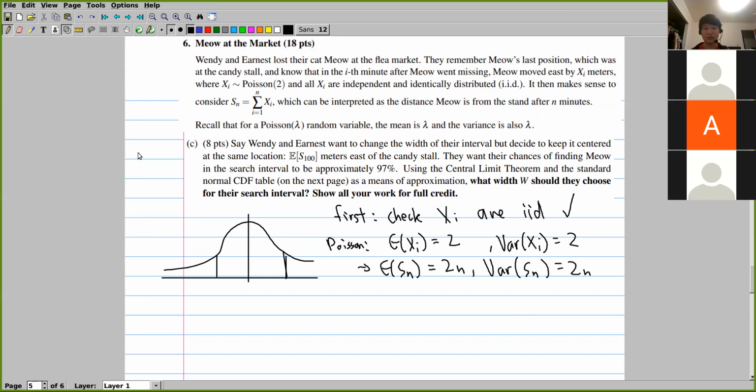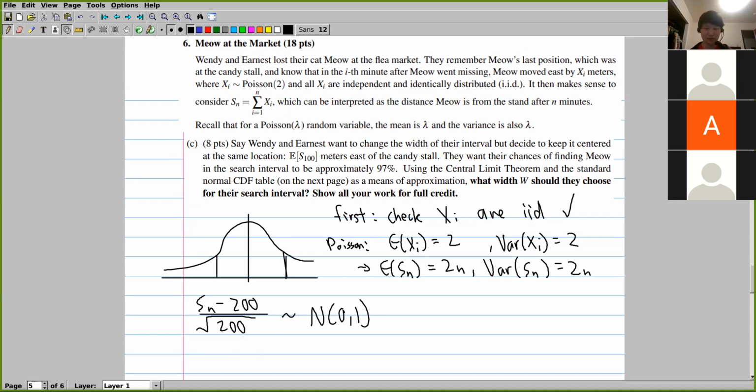All right. So the thing that approaches the standard normal is going to be Sn minus E of Sn, which is 2n, all over the square root of the variance of 2n. So this approaches normal of 0, 1. And this is what we should try to use CLT on. But in the question, we have that n equals 100. So we can plug in 100 here and here.